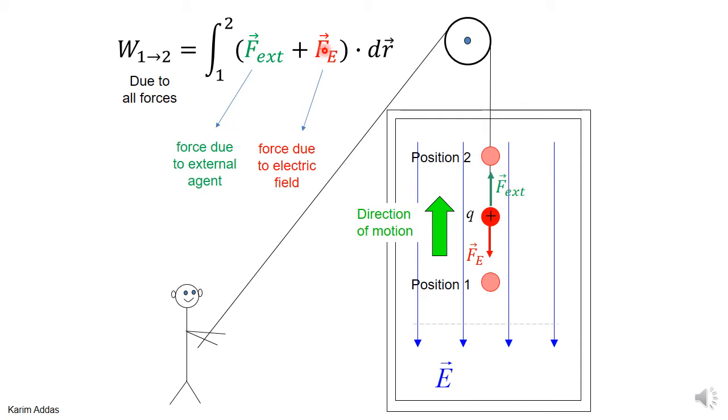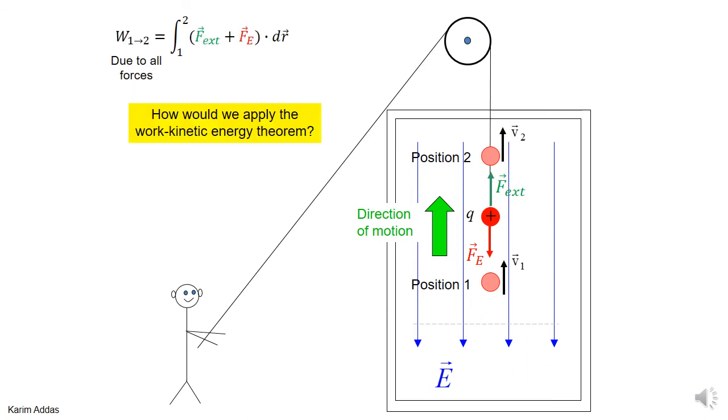And Fe, in this case, of course, points downwards. But I'm just putting it in general as a vector, both of them as vectors. You add the two vectors. So Fe would be pointing down, F external would be pointing up. And you add these two vectors to get the total force acting on the charge as it's moving.